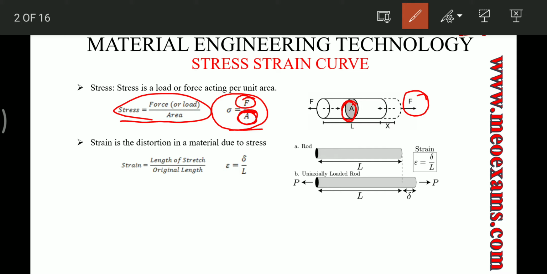Then we have something called strain. So if this is the workpiece and forces are applied, this rod will elongate, and there will be an increase in length. Delta is the increase in the length, and this workpiece has original length L. So strain will be equal to delta by L. This is the formula for the strain, that is, distortion in the material due to stresses produced is calculated by strain.